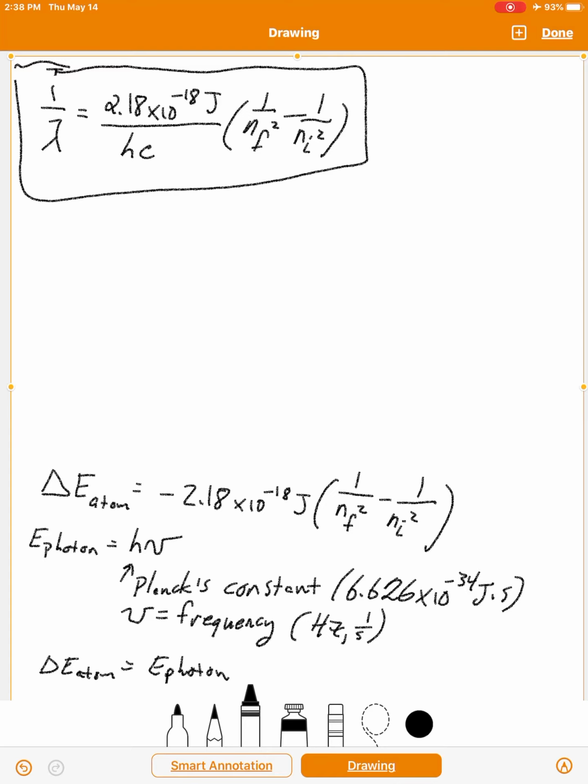It's interesting, if you look online, you'll find there's actually a bunch of different equations that are manipulations of this. I'm not going to show you ones that are not in your textbook, but there definitely are other ones. So this equation can be used for wavelength.